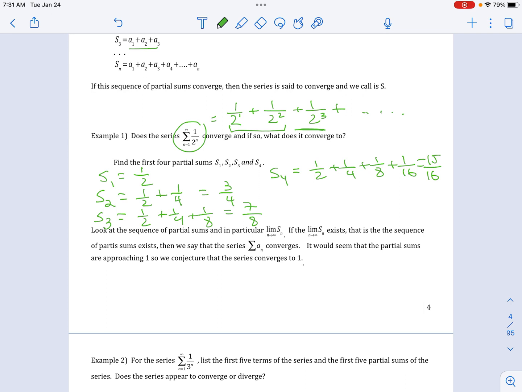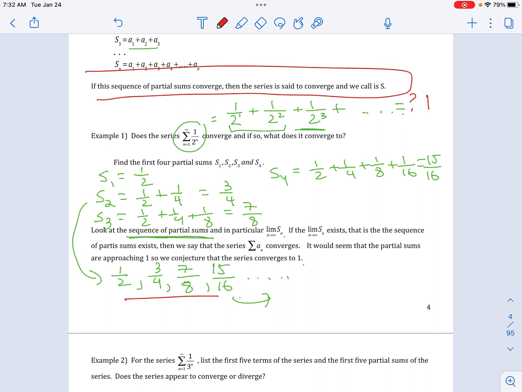But what I'm going to do is look at the sequence of partial sums. So the sequence is a list of numbers. So if I look at the sequence of partial sums, it's 1/2, 3/4, 7/8, 15/16, and it goes on forever. It appears the numbers are getting closer and closer to 1. So maybe this sum here is 1. We're not sure, but it kind of appears that way. So looking at the sequence of the partial sums is a way to tell whether the series converges. That's what this statement is saying. We're going to figure out some more ways to tell for sure whether the series converges or not, but we're just looking at that sequence to make a conjecture.